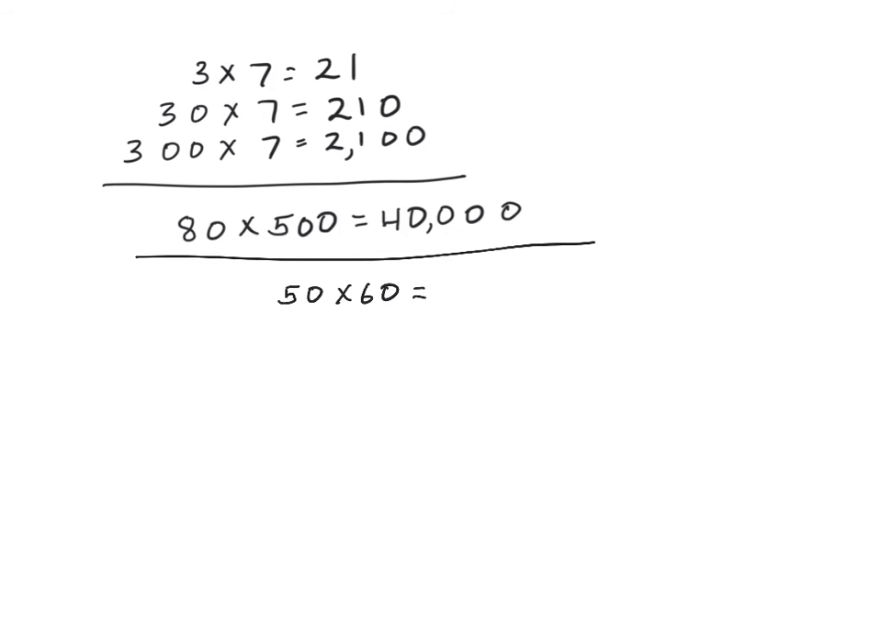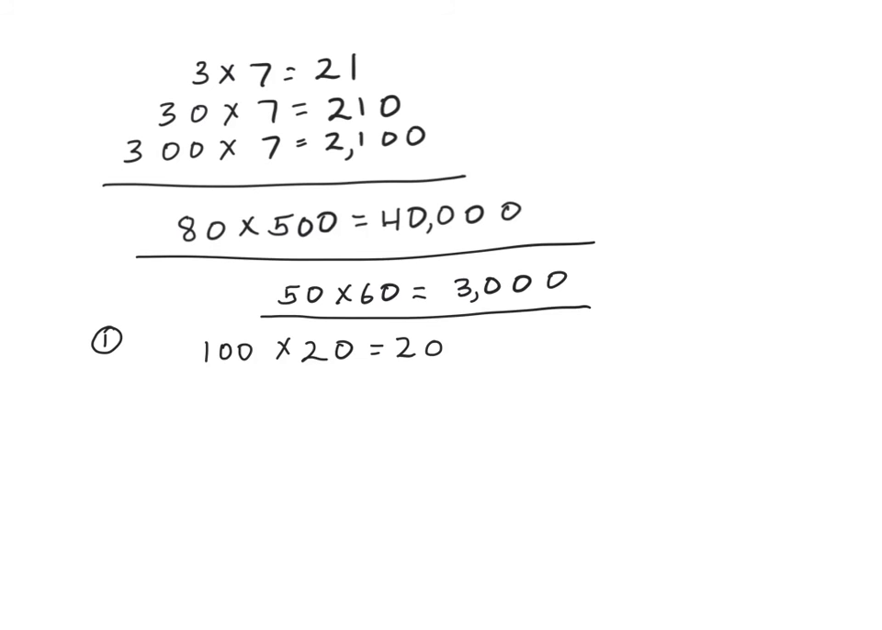50 times 60, if you think about 5 times 6 is 30. So 50 times 6 would be 300. So 50 times 60 would be 3,000. So this next one's 100 times 20. So we know 1 times 2 equals 2. 10 times 2 equals 20. 100 times 2 equals 200. So 100 times 20 would be 2,000.